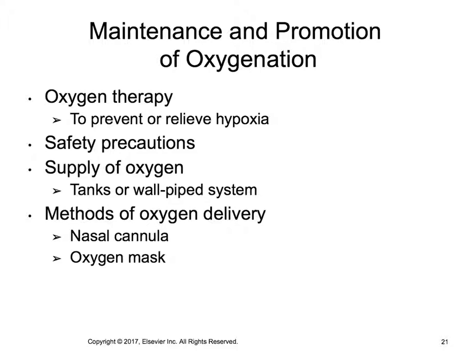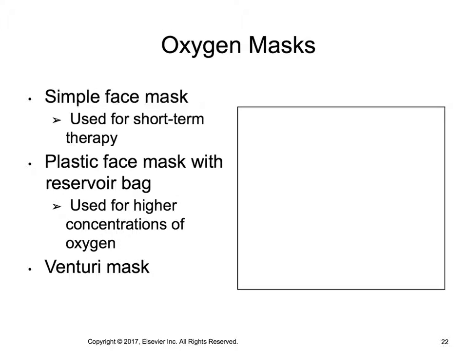We're going to look at supply of oxygen. Usually at home, they have the home oxygen supplies, but you'll have the tanks or the wall piped in at the facilities. Methods of oxygen delivery are going to be a nasal cannula or an oxygen mask. We have different types of masks right now in our class. For now, we're going to just worry about the simple face mask, and it's for short-term therapy.